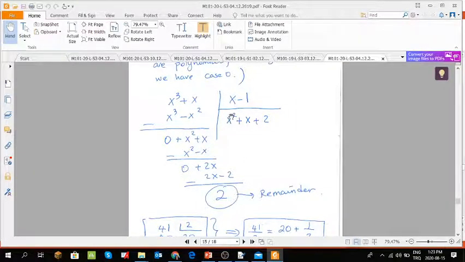x squared times x minus 1 is x cubed minus x squared. Take the difference: x cubed minus x cubed is 0, and negative negative x squared makes plus x squared, so I have x squared plus x. How many times do we have? x times. x times x is x squared, x times negative 1 is negative x. Take the difference, you get 0 here, you get 2x here. How many times do we have? We have 2 times x minus 1, which is 2x minus 2. Take the difference, and we have 2 as the remainder.